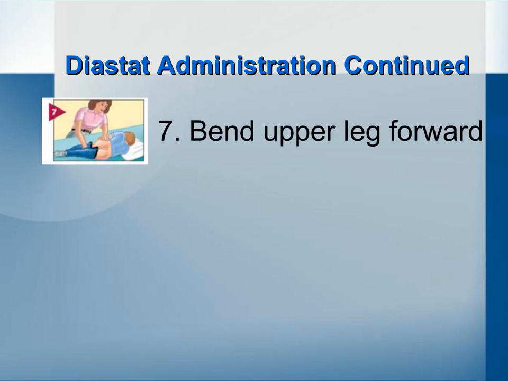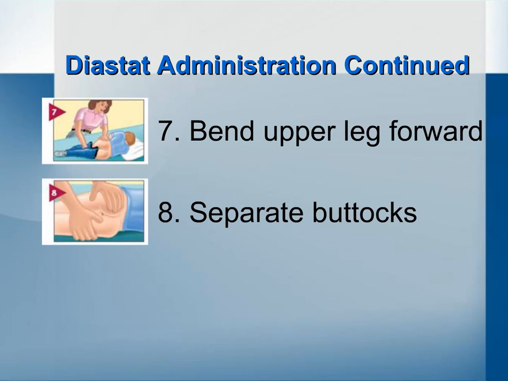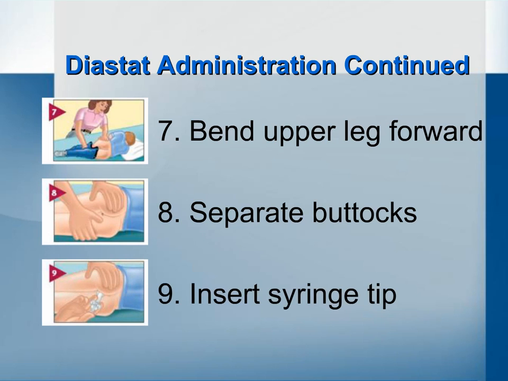Step 7. Now bend their upper leg forward to expose the rectum. Next, separate the buttocks to expose the rectum. Now gently insert the syringe tip into the rectum. Please note, the rim should be snug against the rectal opening.